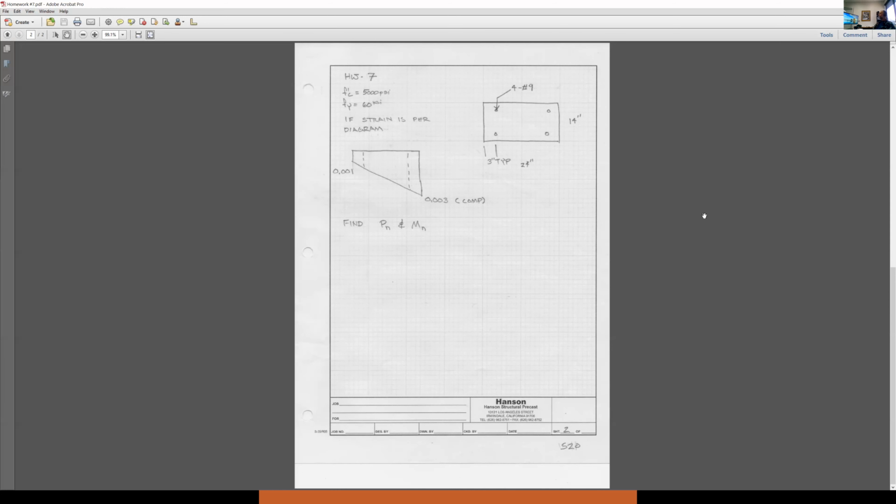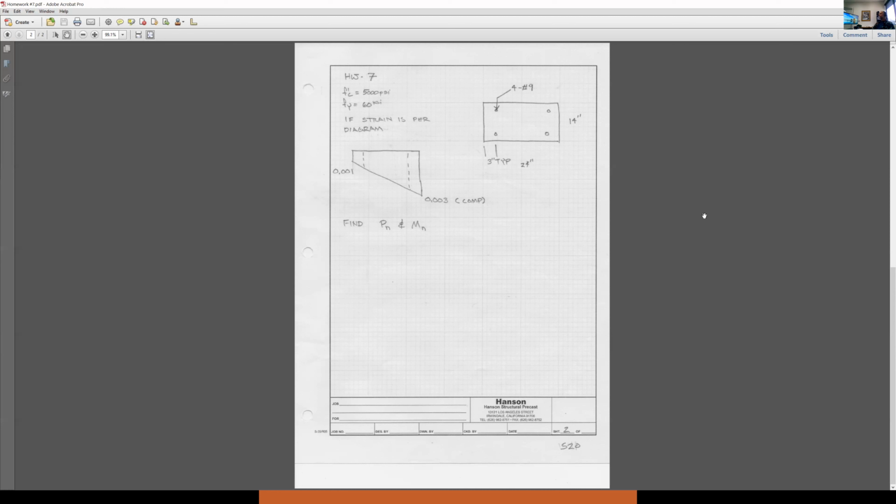So basically you are telling us we have 0.003 in compression and 0.001 is tension? No, it's not. 0.001 is still compression. You have 0.003 on the one side in compression. You have 0.001. That's not the steel. That's the extreme fiber of concrete. But look at the diagram. It doesn't go through the neutral axis. So that's not tension. That's 0.001 compression.